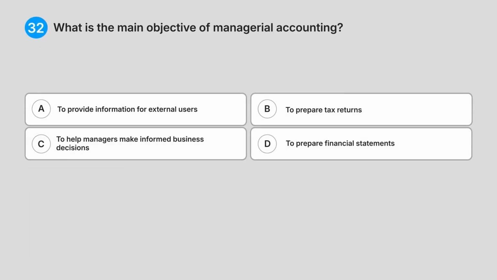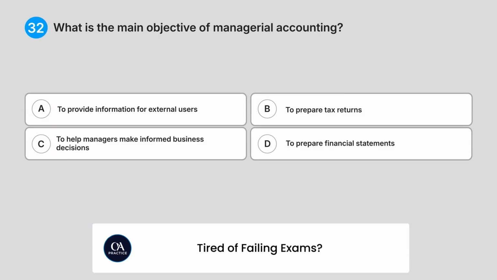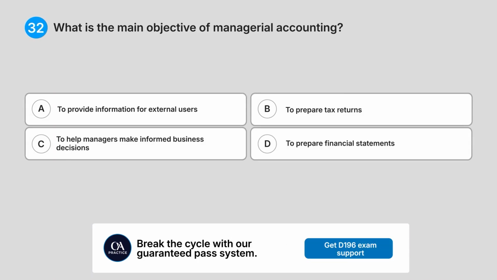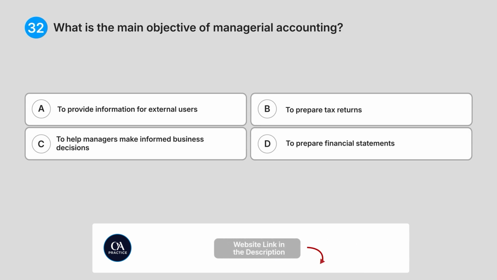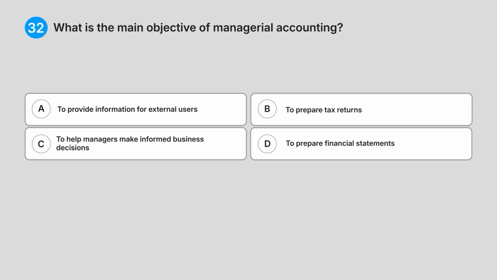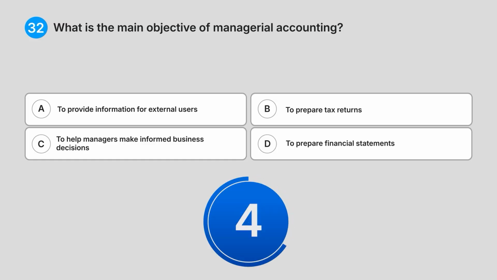32. What is the main objective of managerial accounting? A. To provide information for external users. B. To prepare tax returns. C. To help managers make informed business decisions. D. To prepare financial statements. Can you guess the answer?